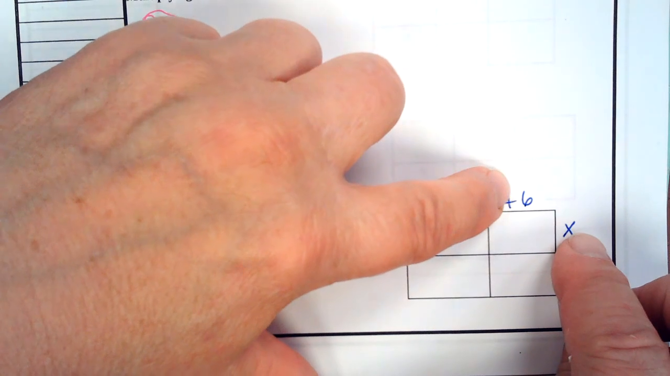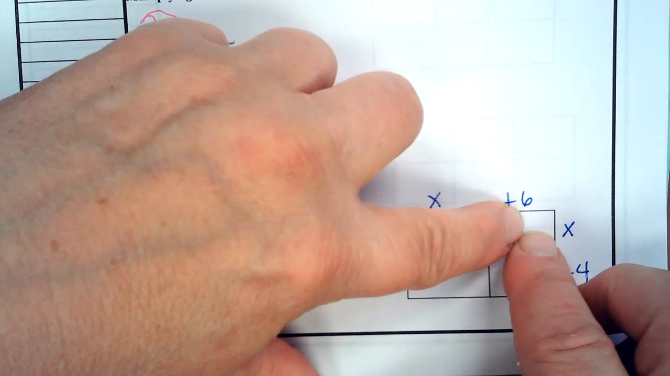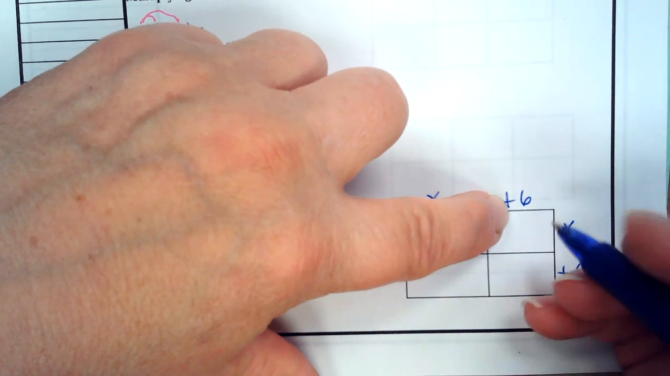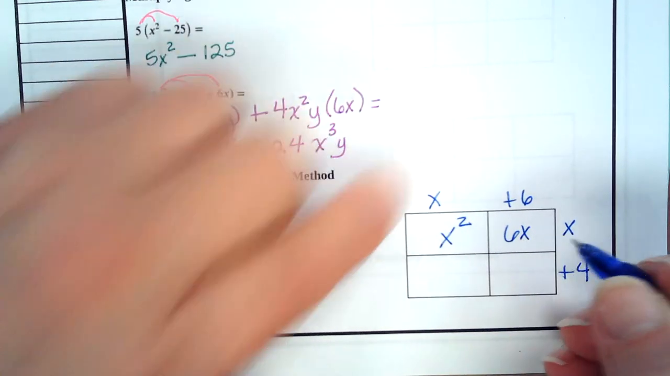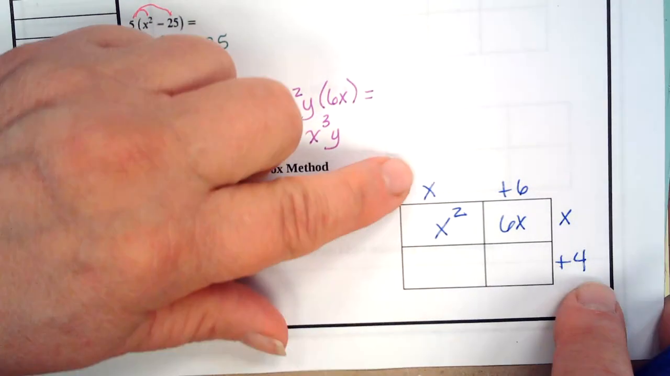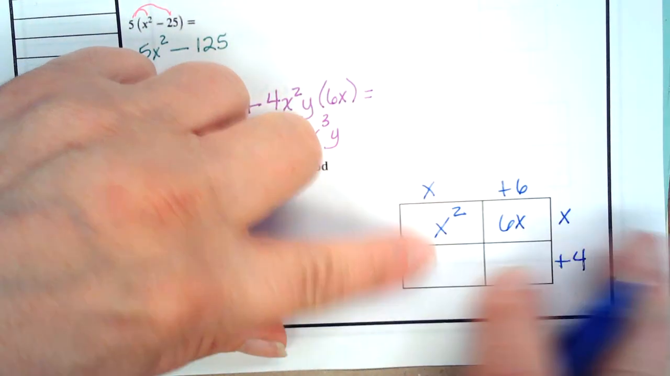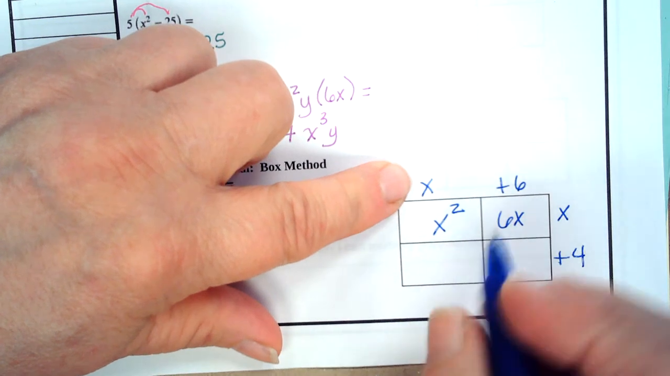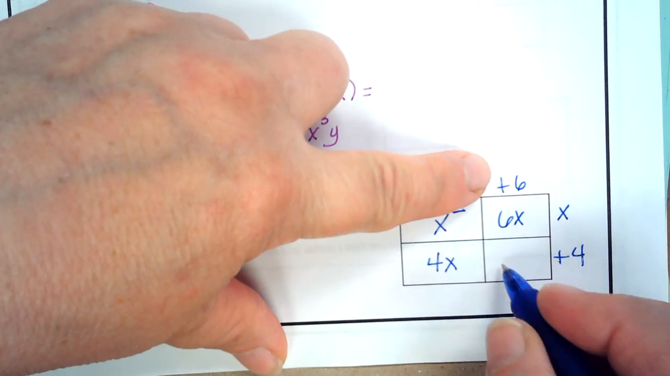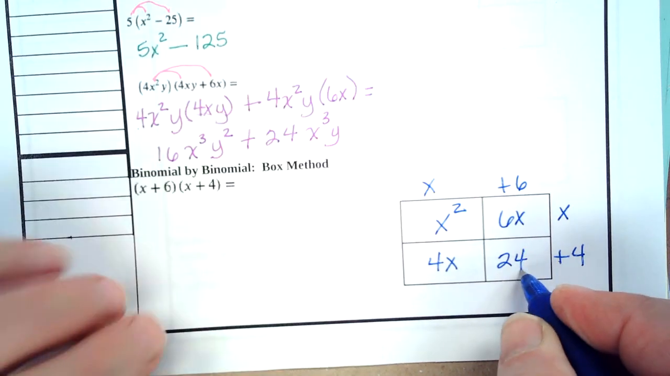Same thing again, if I did those perfectly horizontal and vertical lines, they come together here. 6 times x is 6x. I'm done with my top row. I do the same thing again. They come together here. 4 times x is 4x. 4 times 6 is 24.